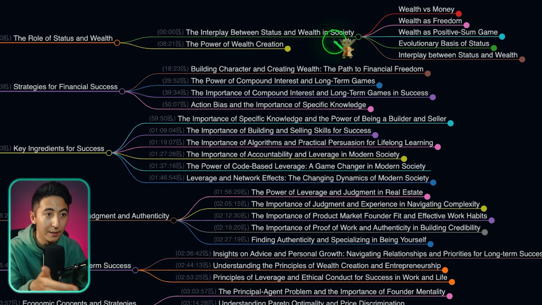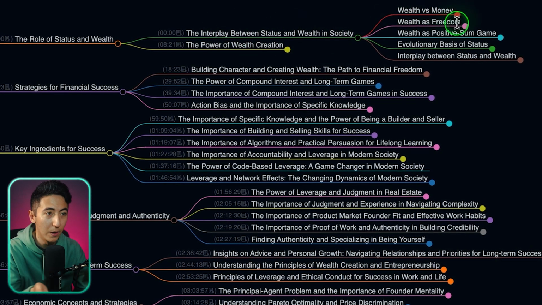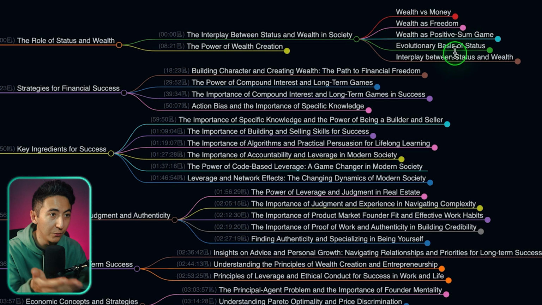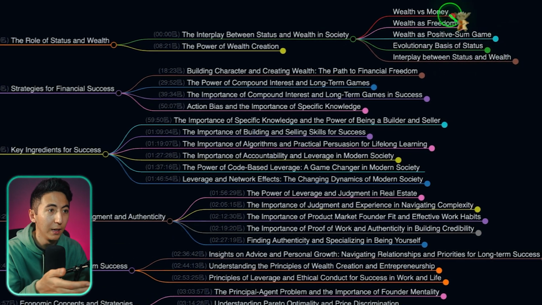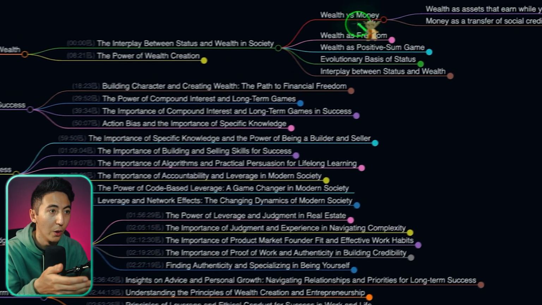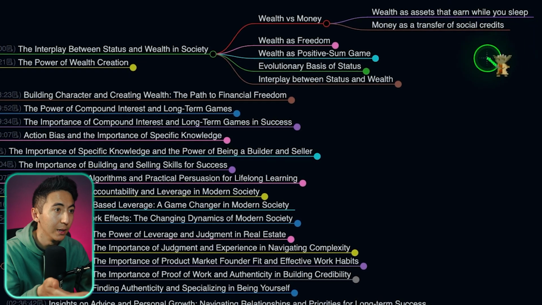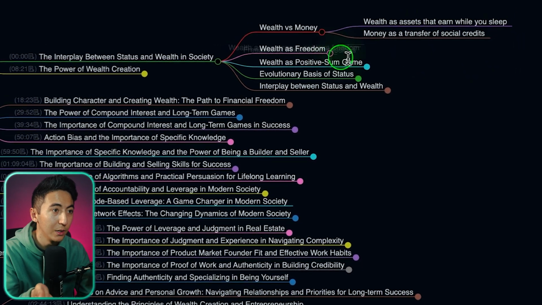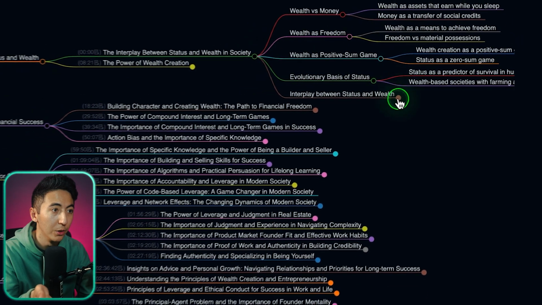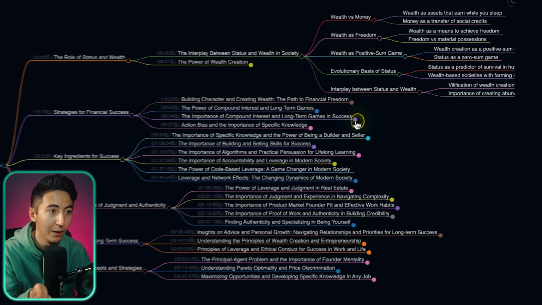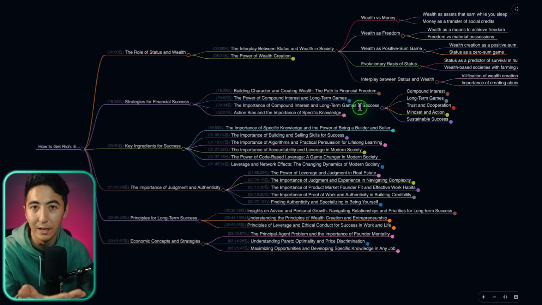So the interplay between status and wealth in society. Then Naval talks about wealth versus money, wealth is freedom, wealth is positive sum game, and we can even expand this even more. So wealth versus money, what does he mean by that? Wealth is assets that earn while you sleep, and money as a transfer of social credits. So you can see that we can get very granular with all of these different categories and subcategories to help us better understand the content.